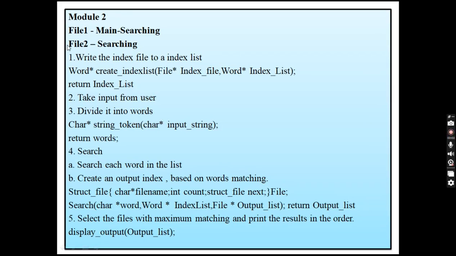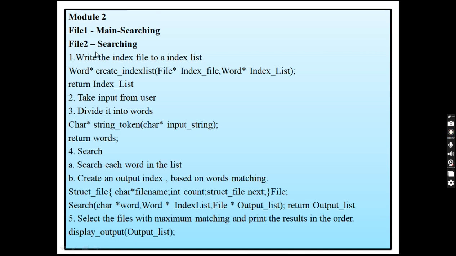So that was all about module 1. Now we will see module 2. In module 2 we are going to use two files, file 1 and file 2. In file 1 we are going to see main searching, and in file 2 searching. In file 1 we have main searching, that is, this program can be called whenever a search is needed. This program takes user input text and produces file names in return.